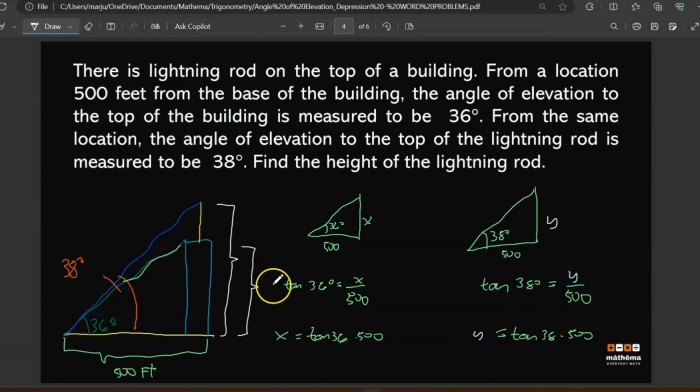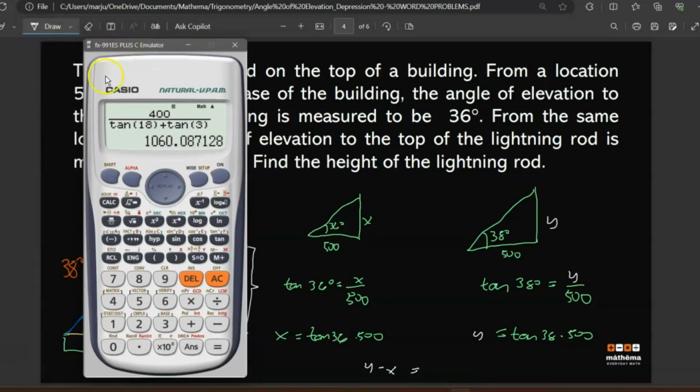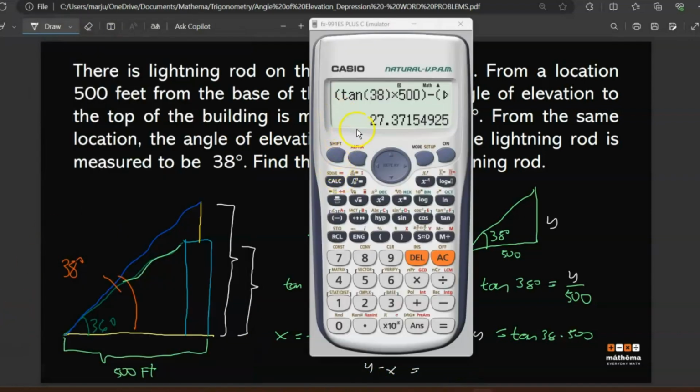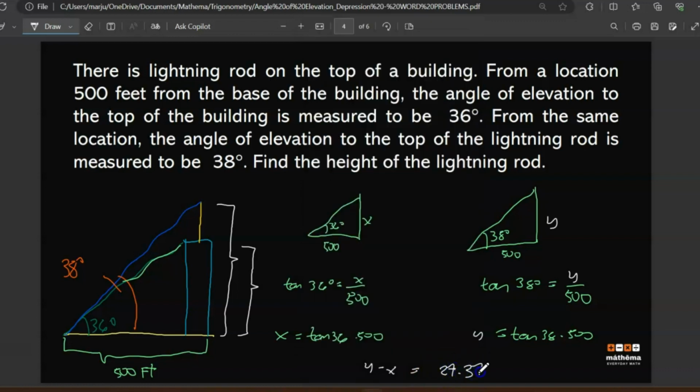So again, the height of the lightning rod will be y minus x. So if you input this in the calculator, tangent 38 times 500 minus tangent 36 times 500, this will give us 2737.